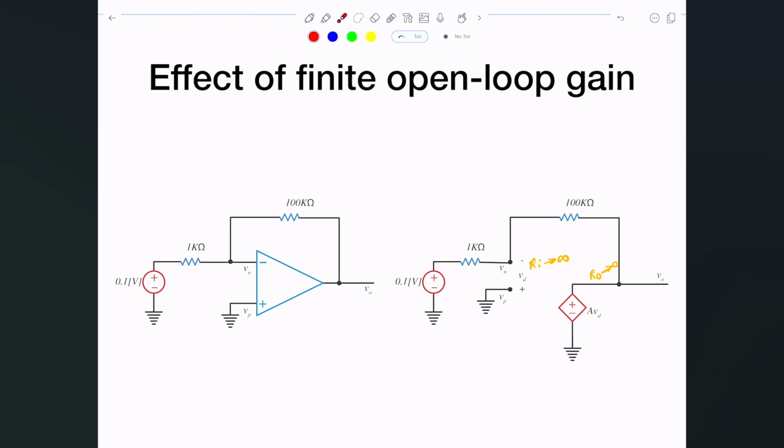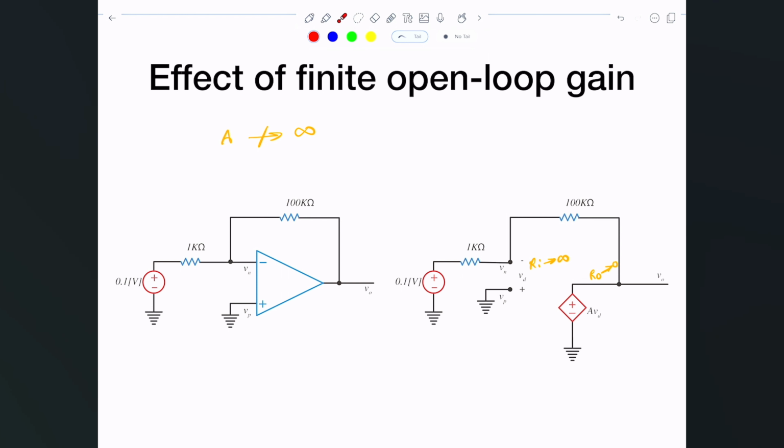But what I will do is I'll just basically say, let's assume that A did not go to infinity. And A, if you guys remember, is just the open loop gain. The open loop meaning there was no loop going backwards. So this is just internal here. So let's see the effect of A not being infinity.